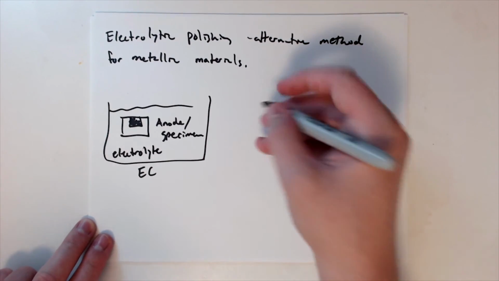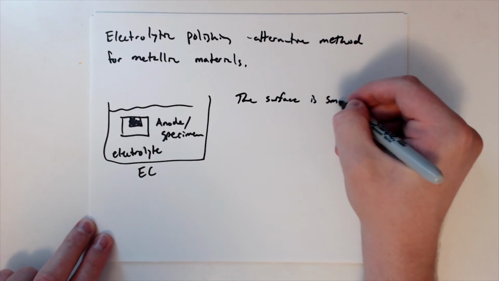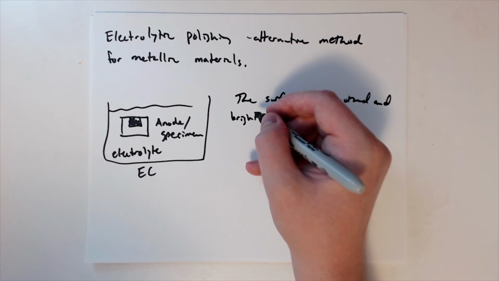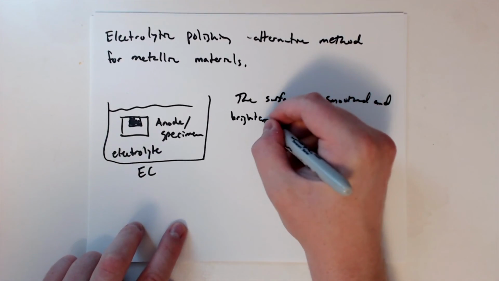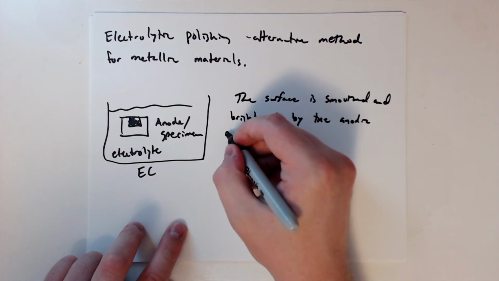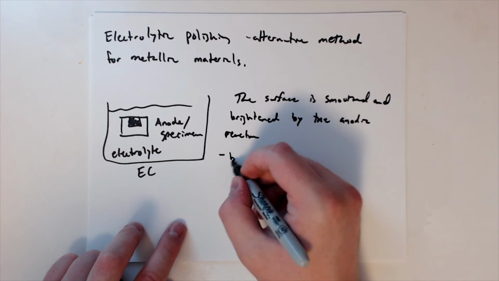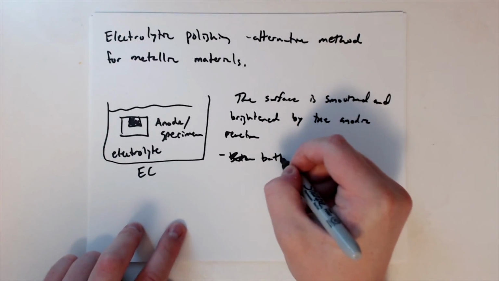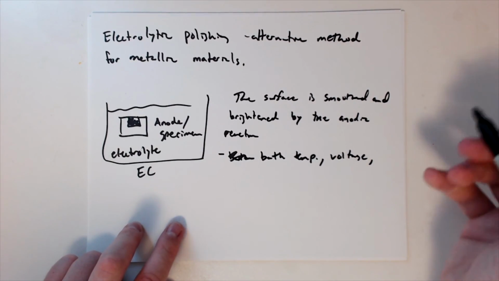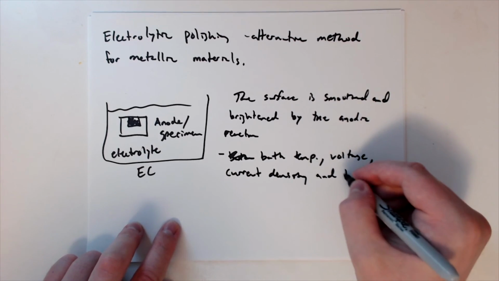and the surface is smoothed and brightened by this anodic reaction. So some variables that we can vary here is the bath temperature, voltage, current density in this case, and time.